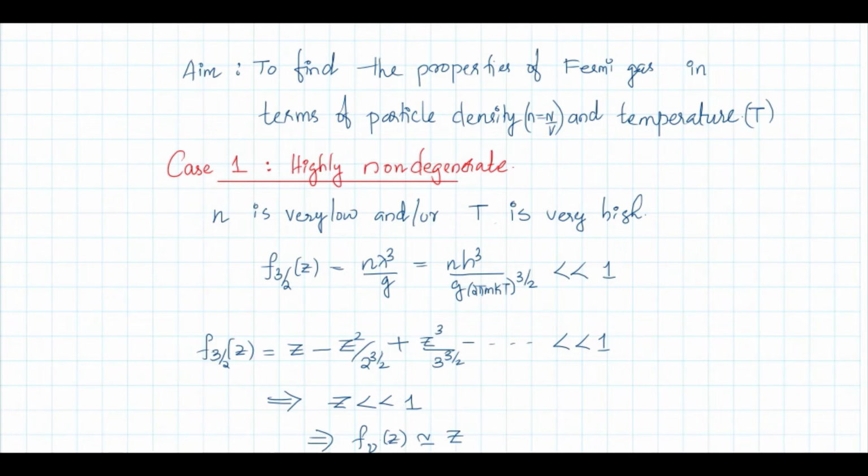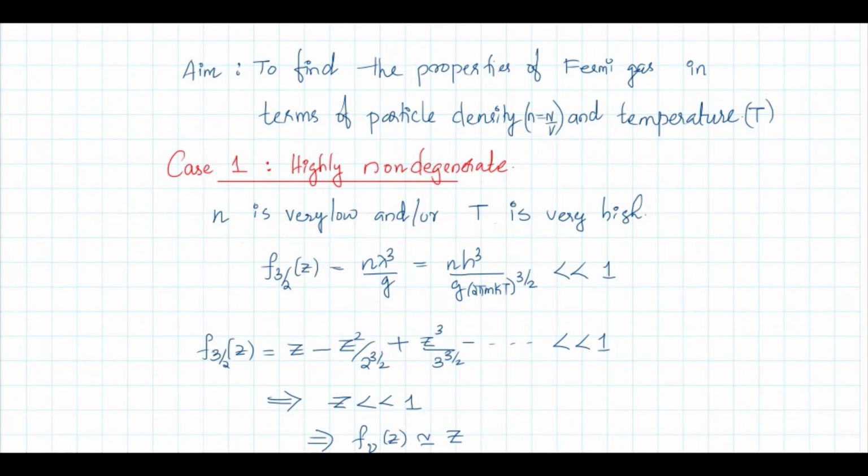Now our aim is to find the properties of Fermi gas, that is all the values we obtained so far, that is internal energy, Cv, A, Helmholtz free energy, entropy, etc. in terms of particle density and temperature. So we will consider 4 different cases. The first case is known as highly non-degenerate, and the condition on N and T is number density is very low and temperature is very high. Number density is very low, there is very low number of particles, but temperature is very high. So the possibility of occupying more than one particle in a state is negligible. That is the highly non-degenerate case.